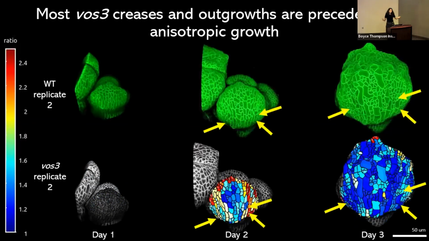So we did this same kind of thing we did with our previous VOS3 replicate, where we looked at areas that will later become lumps or creases on their earlier days. Again, the areas that later become creases, I think that one's an outgrowth, these two are creases, they show anisotropic growth in day 2 and day 3, which confirms our suspicions from earlier that many of the creases and outgrowths in VOS3 are preceded by anisotropic growth.